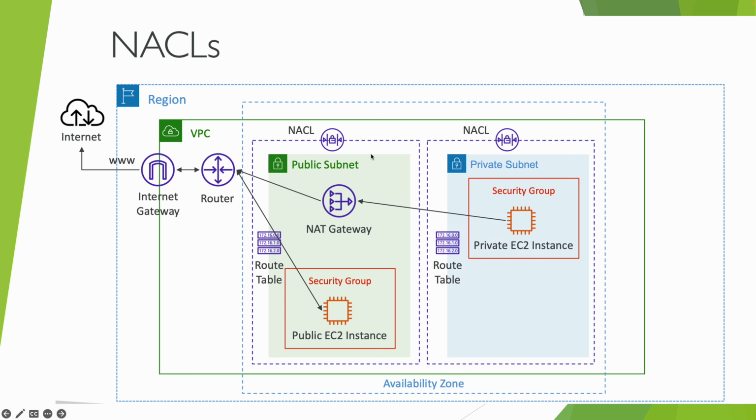Here we can see there are two NACLs. For each subnet, we are assigning one NACL. This particular NACL is assigned to the public subnet, and this one is for the private subnet, and it allows traffic into the subnets. This is at the subnet level.